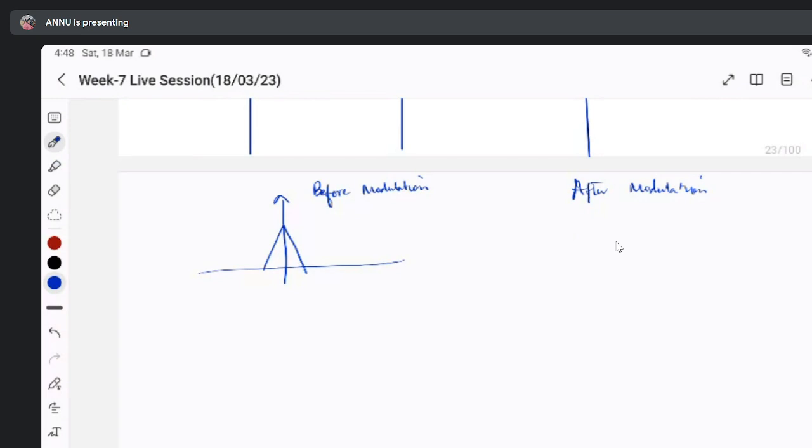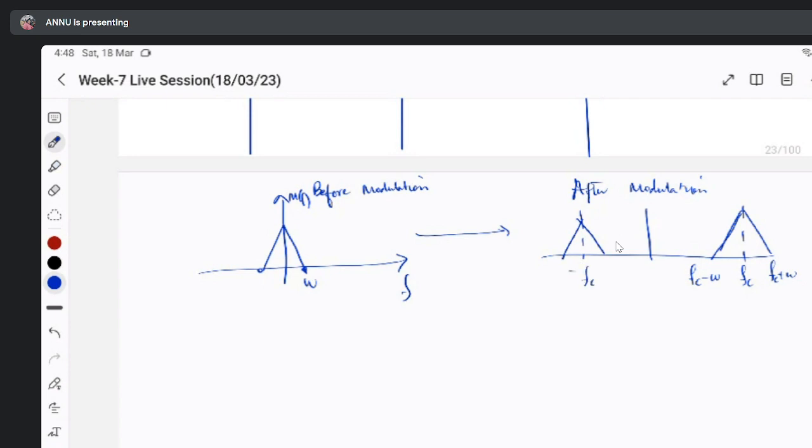Before modulation, if you say this one is M(f), what is this? It is a shifted version, at FC, then FC plus W and FC minus W, and then minus FC, minus FC plus W, minus FC minus W. So this one is a baseband and this one is a band pass. Definitely band pass, because here we are shifting it to a higher frequency.